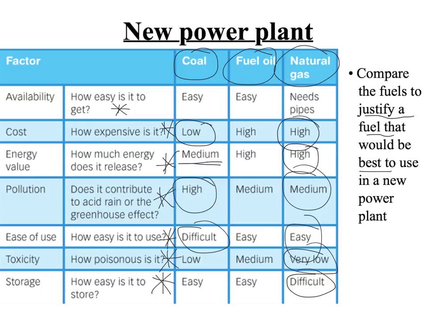So remember, you need to make comments about advantages and disadvantages of each one, and then you need to sum up which one you think is the best. Remember to always say why. So always give examples of why you have chosen the fuel. These are really good questions because the answers are all there inside the table. You just need to be able to pick them out.